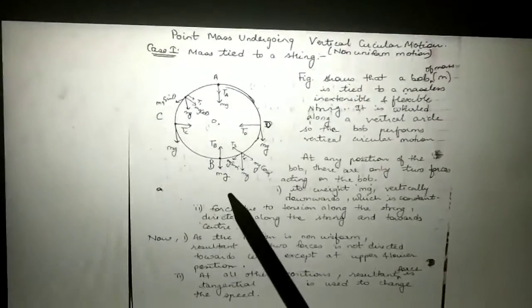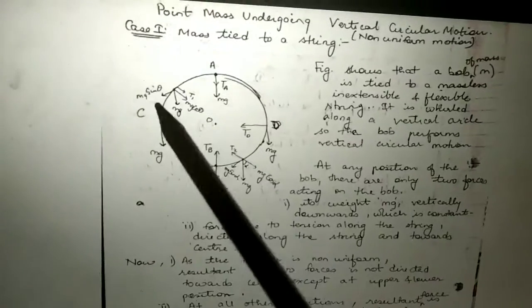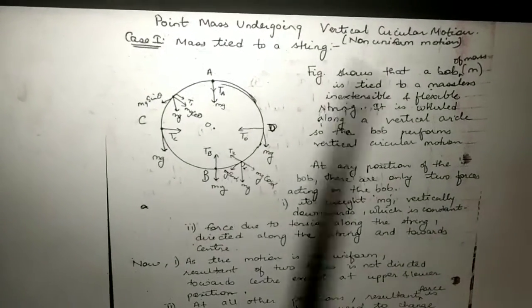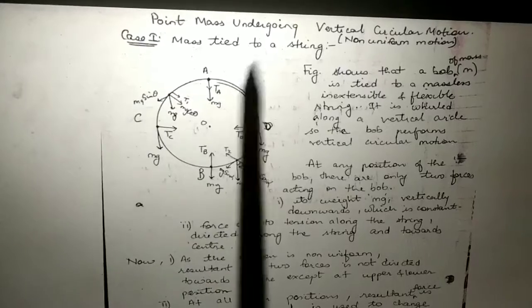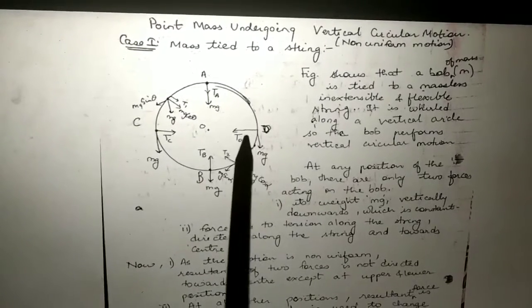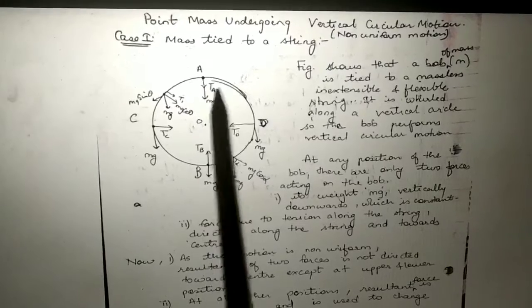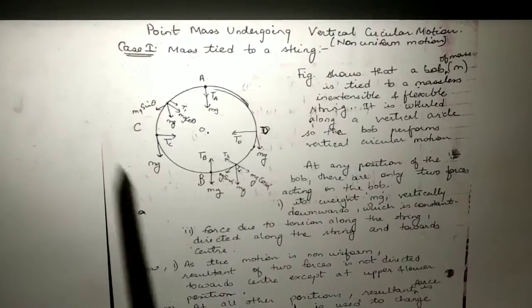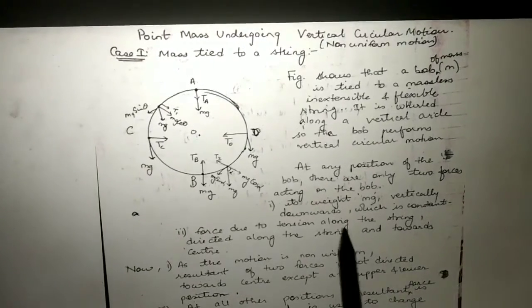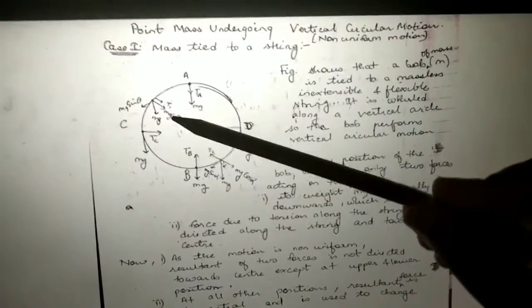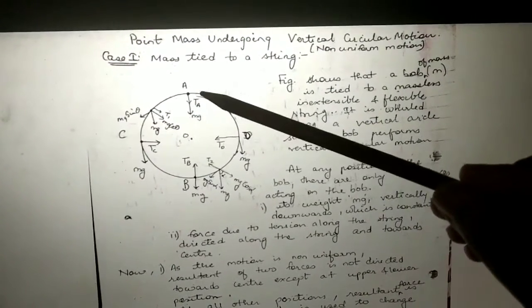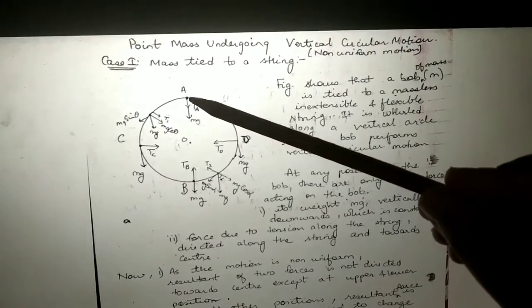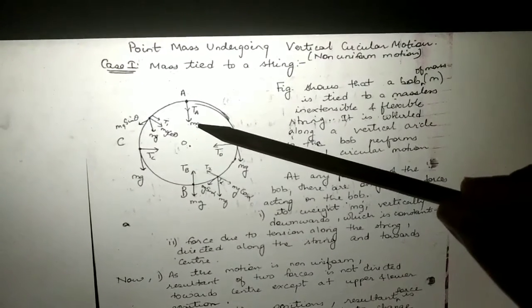It shows a bob of mass m tied to an inextensible and flexible string, performing vertical circular motion. These are some different points at which we will consider the positions of the bob. At any position of the bob there are 2 forces acting on it. Suppose we consider the topmost point A. When the bob is at point A, the weight of the bob, mg, acts vertically downward.